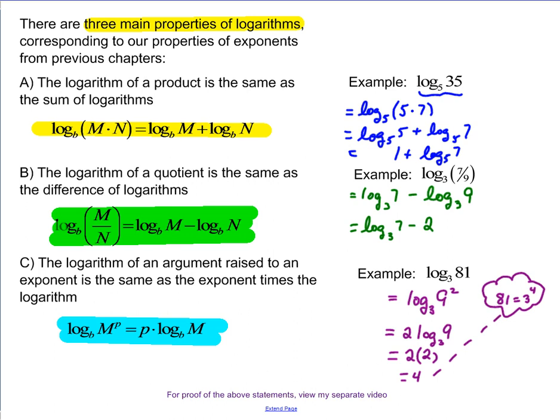And I should also point out that this property is not the same as raising the entire logarithm to a power. It's only when the argument is raised to a power. So in this case, emphasize this, it is not the same as saying the logarithm base b of m, raised to the p. This one cannot be evaluated using this rule. So be very careful. It's only when that argument is raised to a power that we can do that. Okay, more to come.